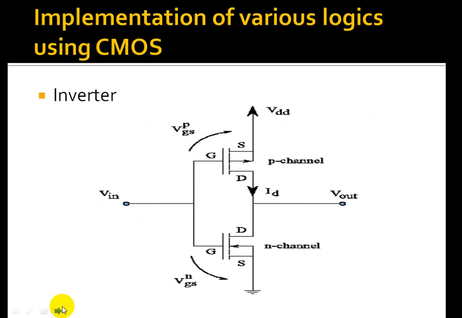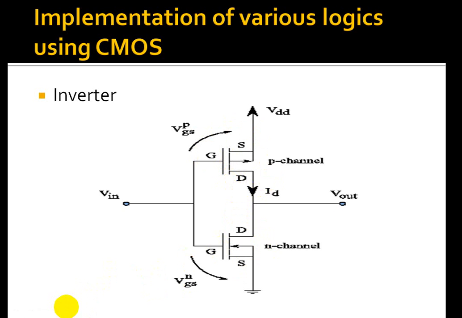One of the very effective uses of complementary arrangement is an inverter, as shown in this figure. It consists of an NMOS transistor and a PMOS transistor. The input is connected to both the devices and the output is at the drain of both the devices. The positive supply voltage is connected to the source of the PMOS transistor, and the source of the NMOS transistor is grounded. Here this transistor is the NMOS transistor and this transistor is the PMOS transistor. So let's see how it operates.